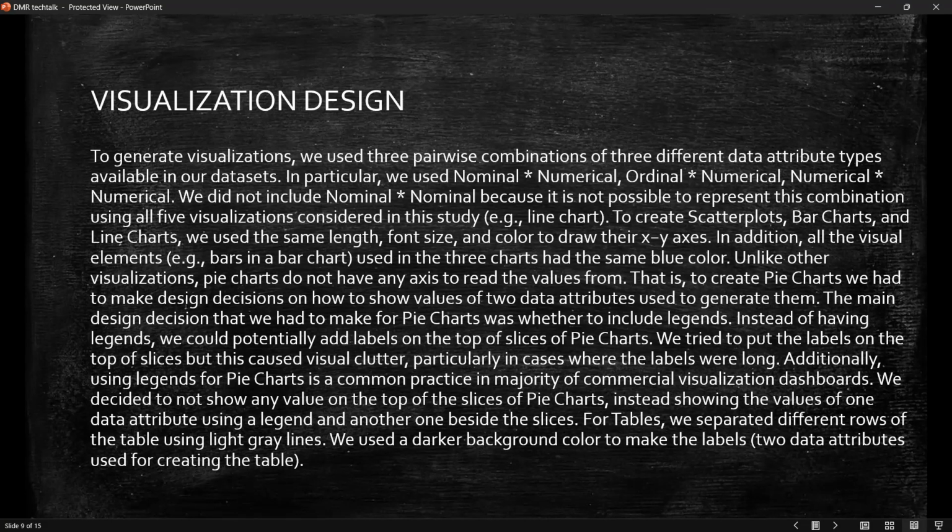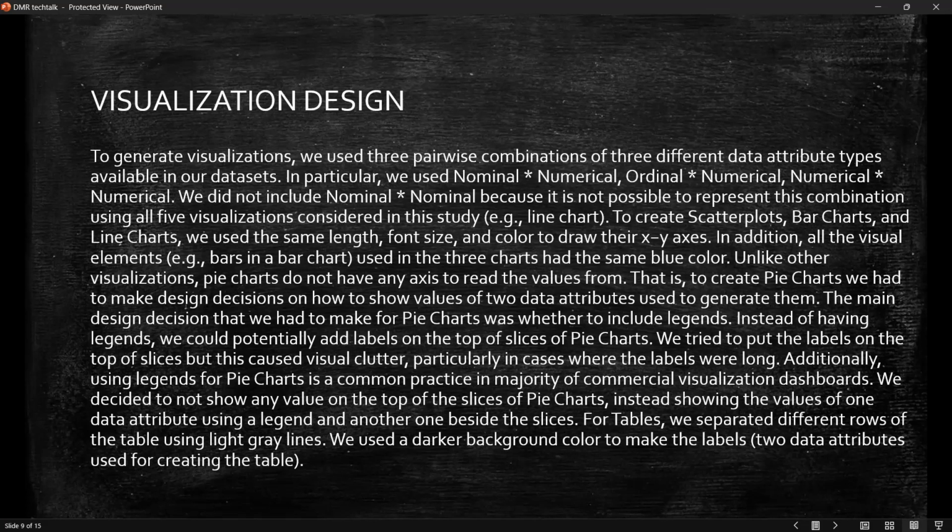The main design decision that we had to make for pie charts was whether to include legends. Instead of having legends, we could potentially have labels on top of slices of pie charts. We tried to put the labels on top of slices, but this caused visual clutter, particularly in cases where the labels were long. Additionally, using legends for pie charts is a common practice in the majority of commercial visualization dashboards. We decided to not show any value on top of the slices of pie charts, instead showing the values of one data attribute using a legend and another one beside the slices.